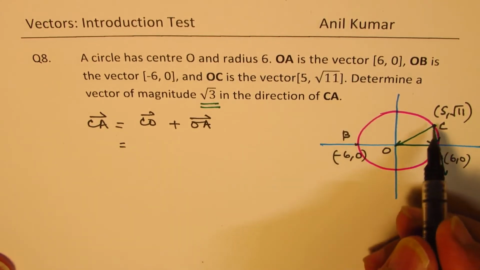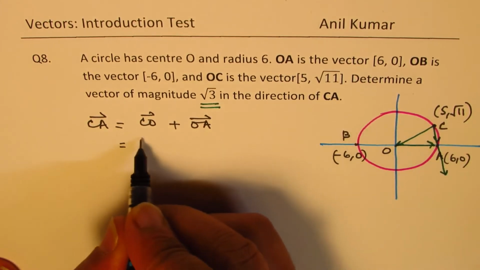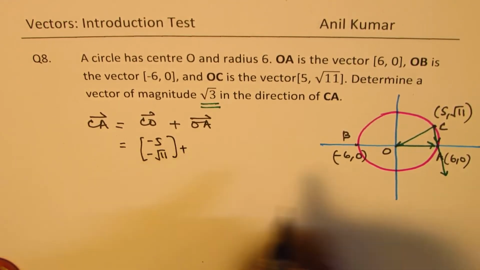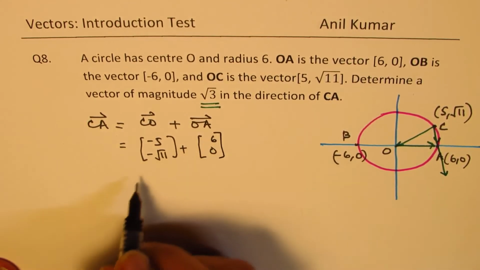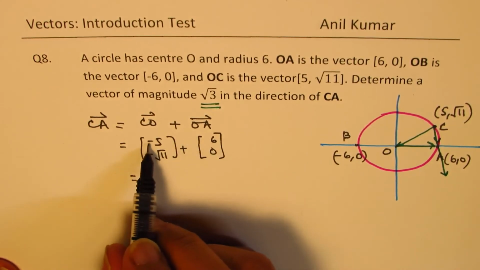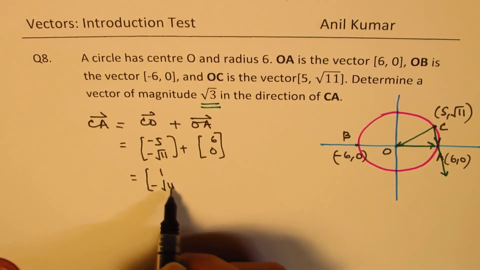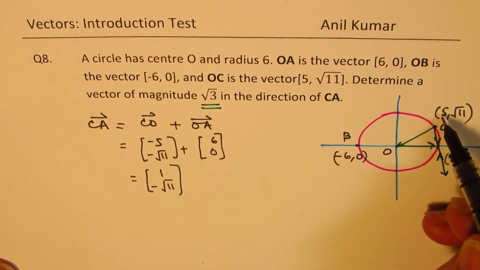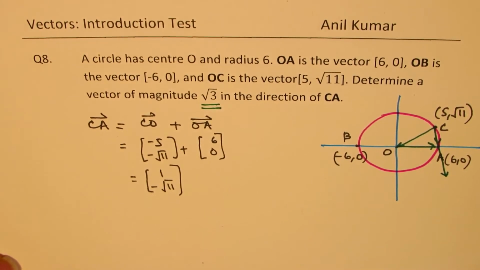So we have CO is basically (0 minus 5, 0 minus square root 11) plus OA, which is (6, 0). And that gives you minus 5 and 6 gives you 1, and 0, this gives you minus square root 11. Right? You could do like this. You could also do directly. You can do 6 minus 5, which is 1, 0 minus square root 11, that is it, right? So you could do directly also, but that's an alternate way of doing it.